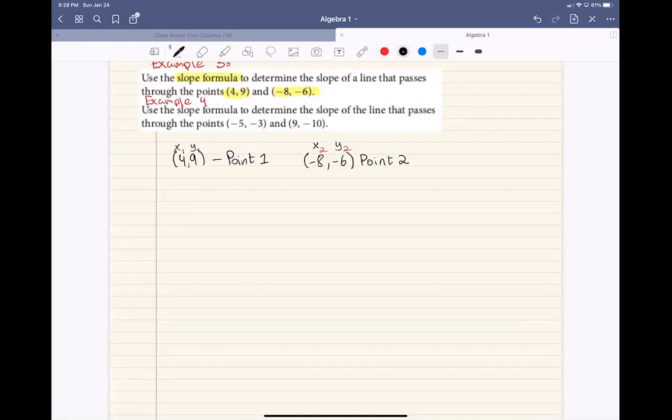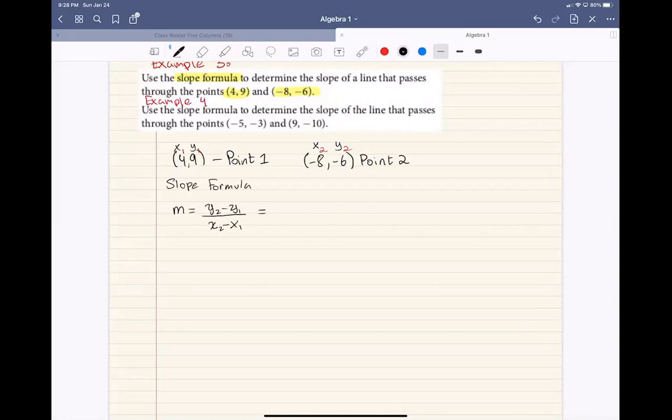Next, you want to remember the slope formula. Slope formula is the following. We're going to have m is equal to y2 minus y1 over x2 minus x1. Okay. So now all we have to do is plug in the values here.